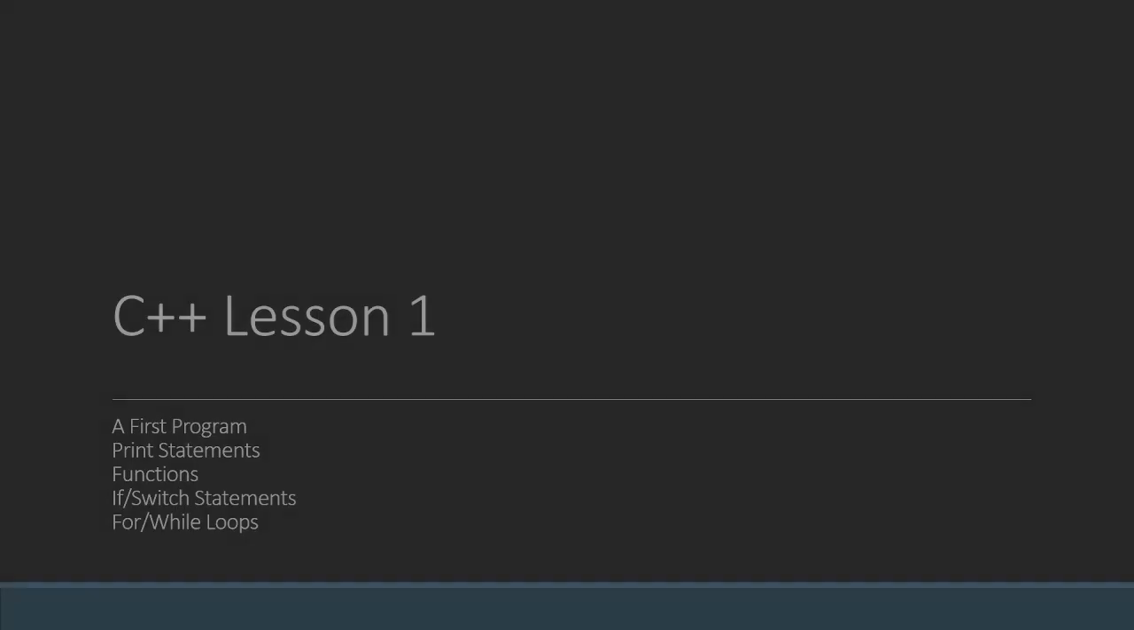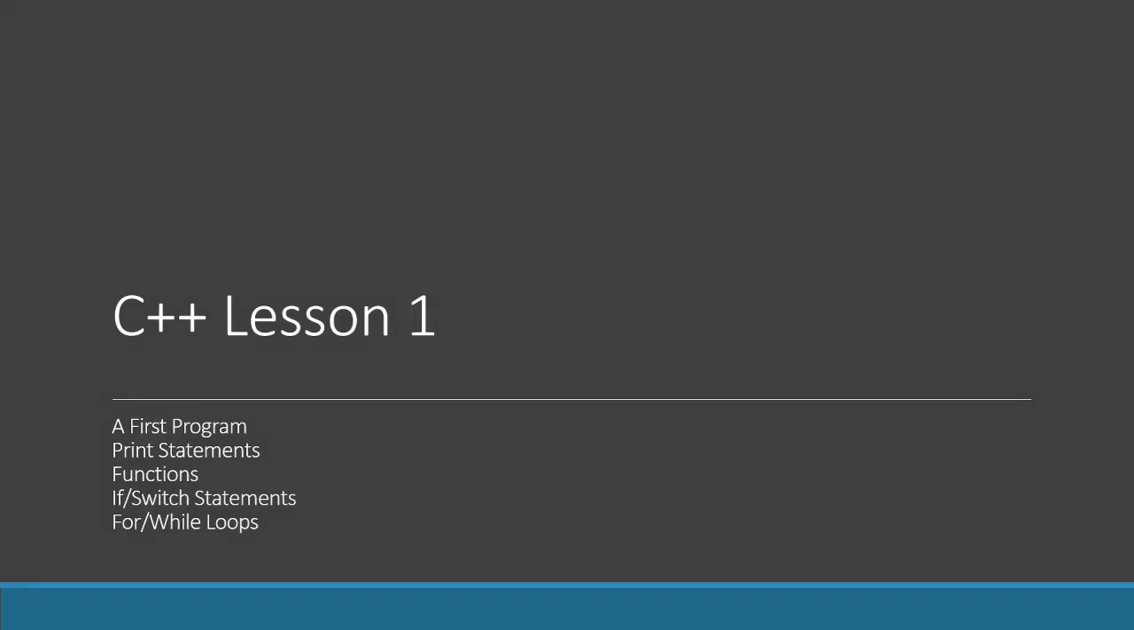So this here is going to be our first lesson on C++. In this video, I'm going to show you how to build a very basic C++ program that can print stuff to the console. And then we'll expand the program by adding some functions, some if statements, and some loops to it.